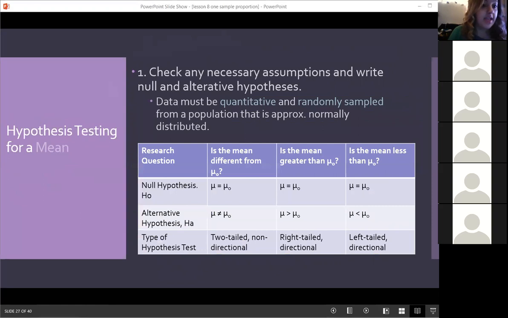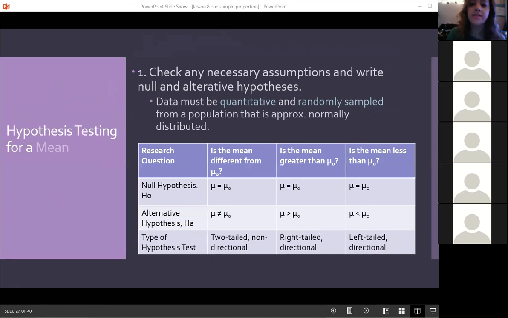Okay, so now we'll once again go through those steps of hypothesis testing, but we'll specifically do it for a one sample mean. Remember, first step is we're going to make sure we check those assumptions. We haven't really reiterated this so far, but we have to make sure that data is quantitative. That means it's going to be a mean. Going back to what we were talking about at the beginning, when we have quantitative data, we're talking about means. When we have categorical data, it's going to be proportions.